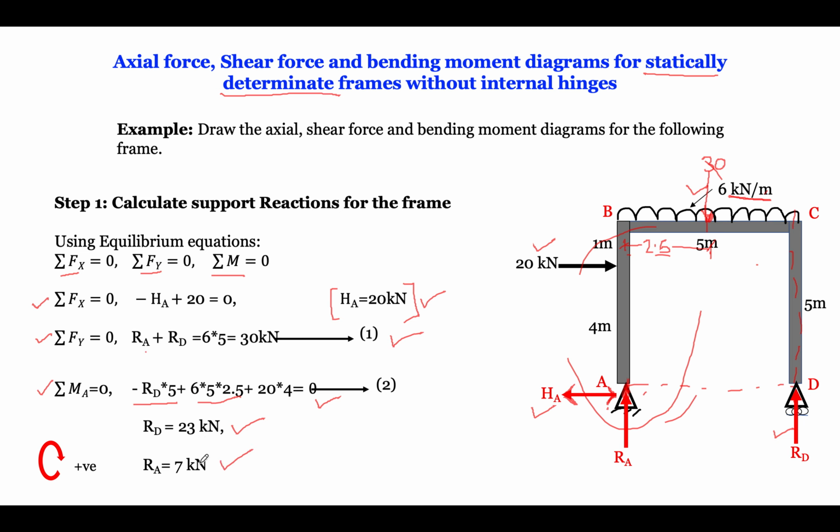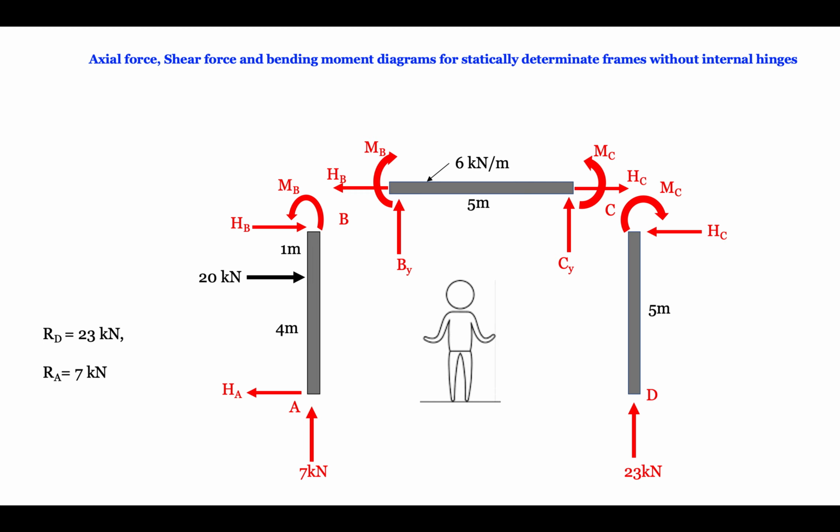So we are done with all the reactions at the support here. We have got RA, RD and HA. Now our step number 1 is complete. Okay, so step number 2. To calculate step number 2, let us go to the next slide.